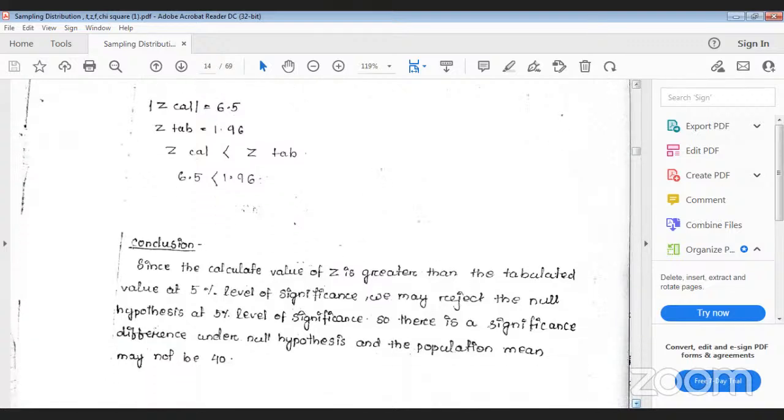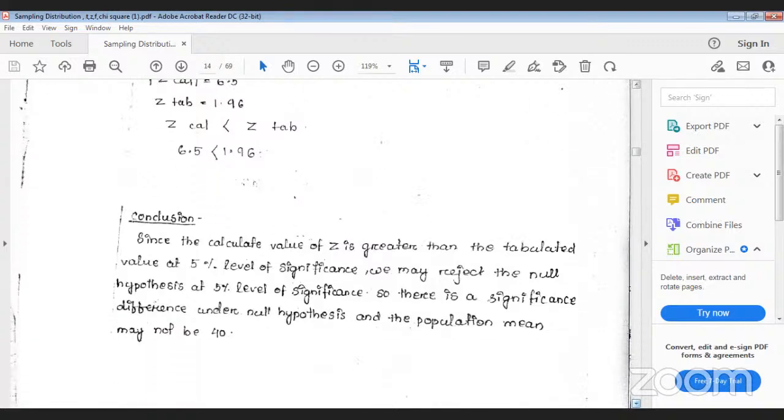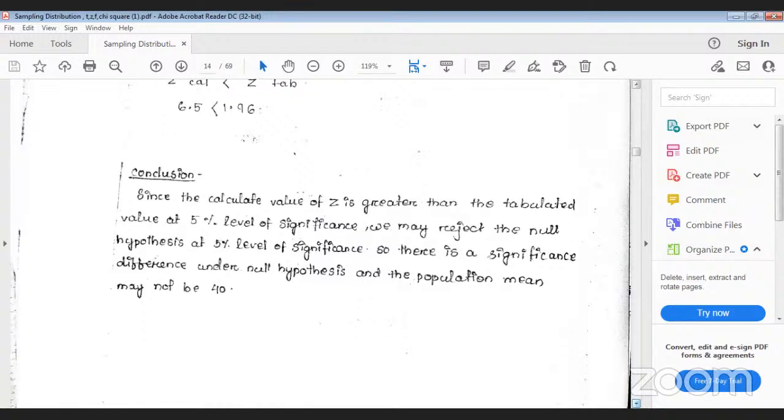So since the calculated value is greater than the tabulated value at 5% level of significance, the most important thing for this testing of hypothesis problem is how to set up the null hypothesis and how to write the conclusion. That is most important. If you do not write the conclusion and stop at the comparison, you will lose minimum 2-3 marks. If it is a 5 marks or 10 marks question, minimum 3 marks you will lose, because the conclusion, whether you reject or accept the null hypothesis, is the most important one.